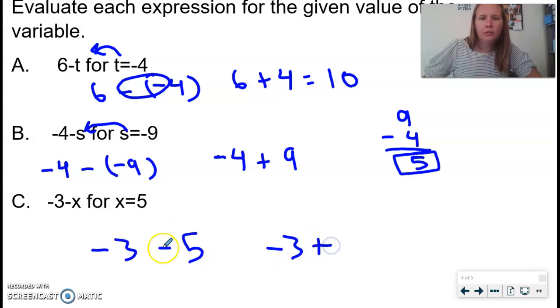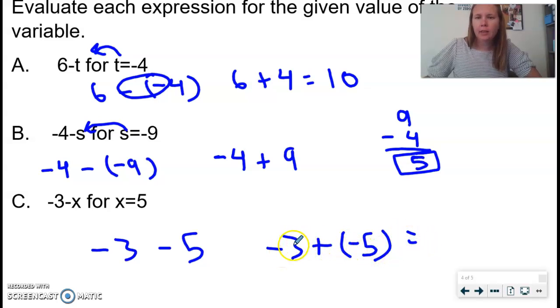Add it to, change it to addition, and then this is a positive 5, so I'm just changing it to a negative 5. Well, a negative plus a negative, all I have to do is just add the numbers and keep the negative sign. 3 plus 5 is 8. I have negative 8 as my solution.